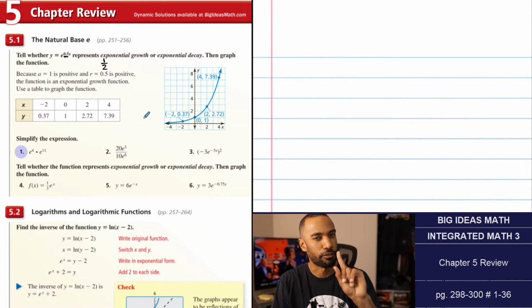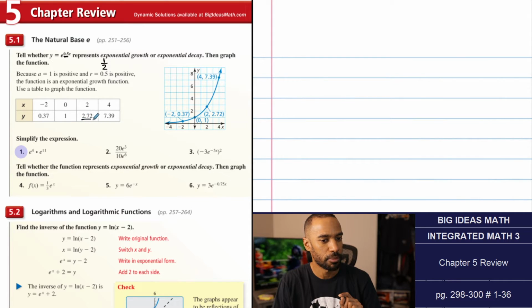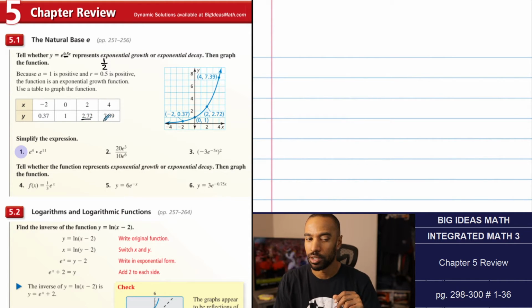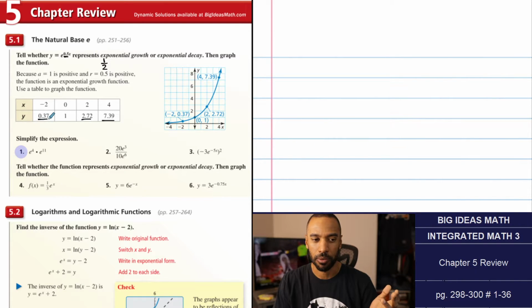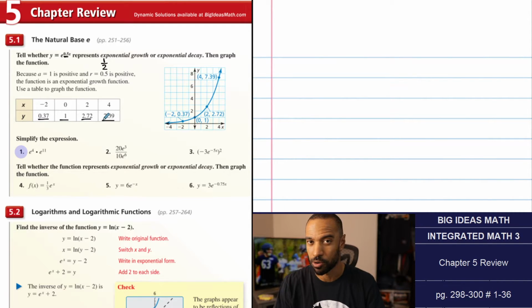Case in point, e to the first power is the 2.7 number. e to the second power is 7.4-ish. e to the 1/3 power is around 0.3. e to the negative first power is around 0.37, and then e to the 0 power, of course, is 1. Anything to the 0 power is 1, which is going to be important for future graphs.